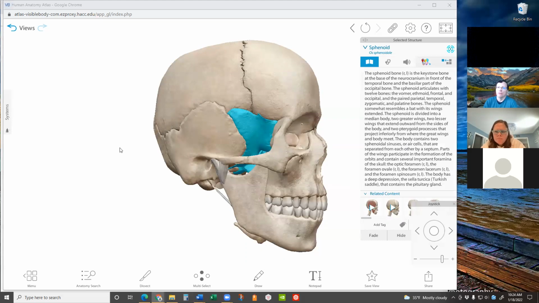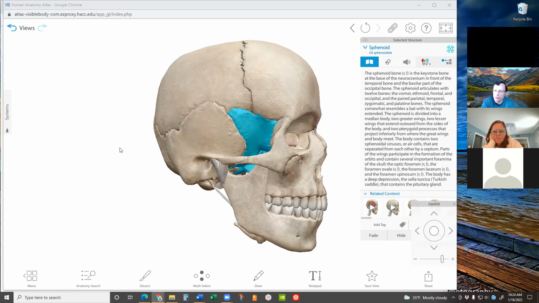Let me just read this for everybody's benefit. The sphenoid bone is the keystone bone at the base of the neurocranium, in front of the temporal bone and the basilar part of the occipital bone. The sphenoid articulates with 12 bones. It forms a joint with 12 bones: the vomer, the ethmoid, frontal, occipital, both parietal bones, both temporal bones, both zygomatic bones, both palatine bones.